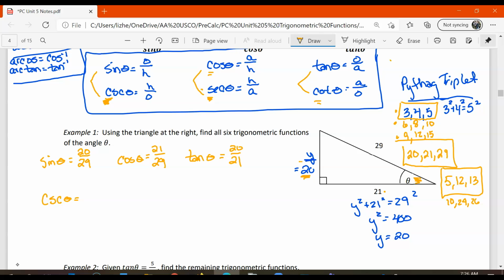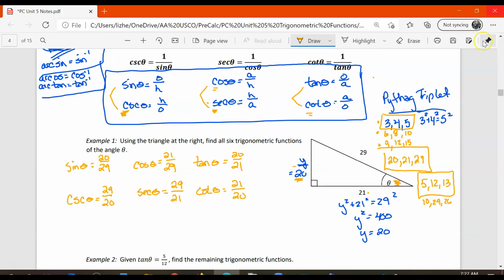All right, cosecant is hypotenuse over opposite, so we have 29 over 20. It is also simply the reciprocal of sine. Secant of theta is 29 over 21, the reciprocal of cosine, and also hypotenuse over adjacent. And cotangent is 21 over 20, the reciprocal of tangent, and also adjacent over opposite. All right, example 2.